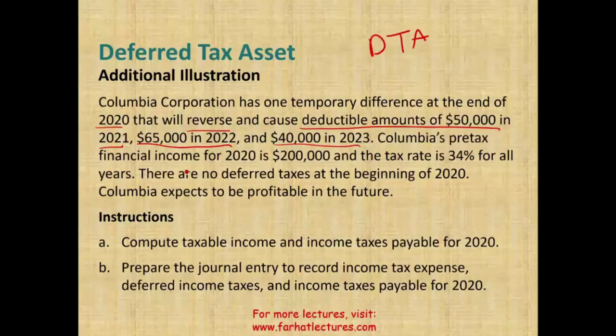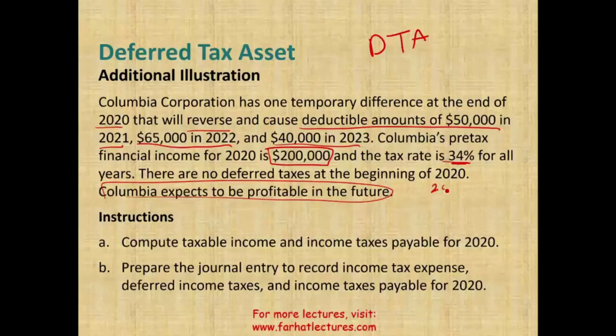Columbia's pre-tax financial income for 2020 is 200,000, aka GAAP income of 200,000, and the tax rate is 34% for all 3 years. There are no deferred taxes at the beginning of 2020. We are still keeping things simple. Columbia is expected to be profitable in future years. You're going to see why this is important later on. Compute taxable income and income taxes payable. Again, you start with taxable income.